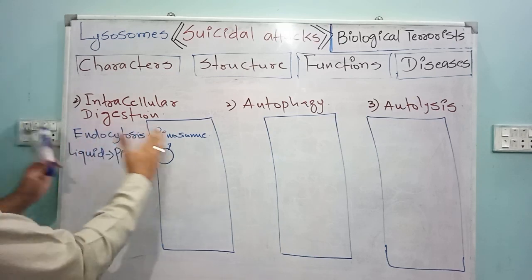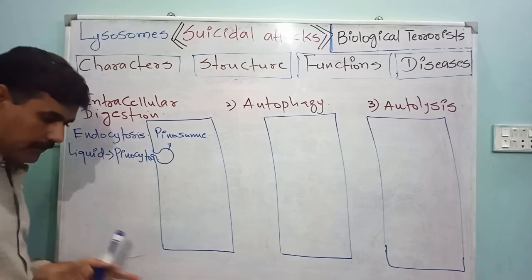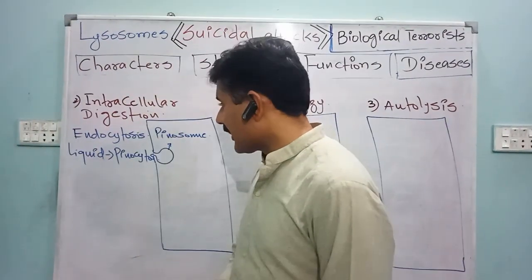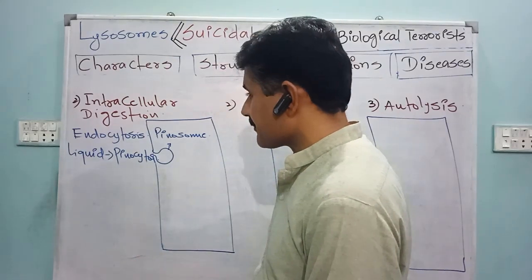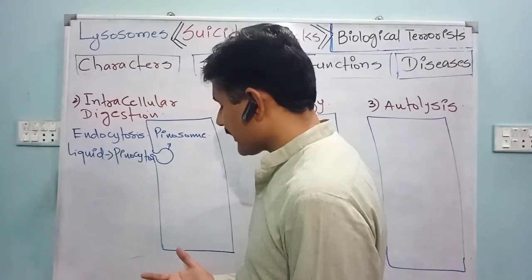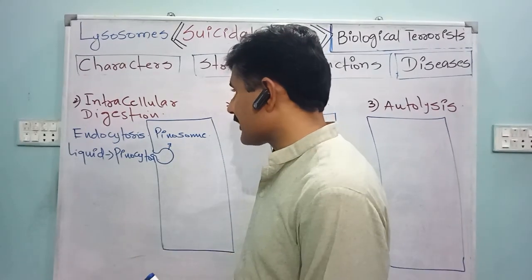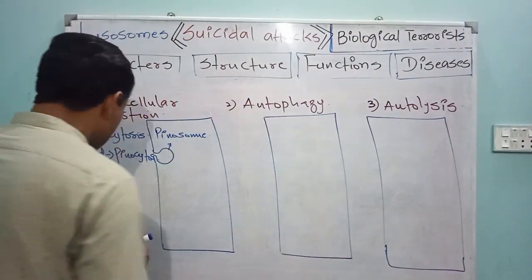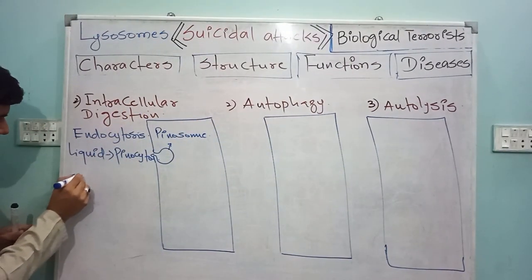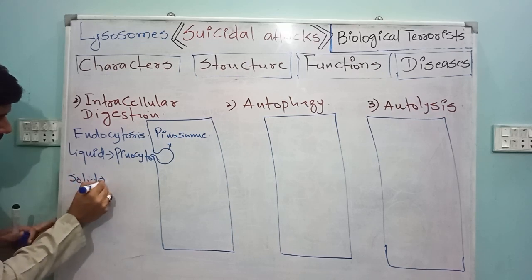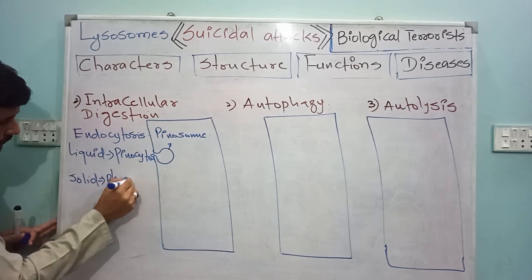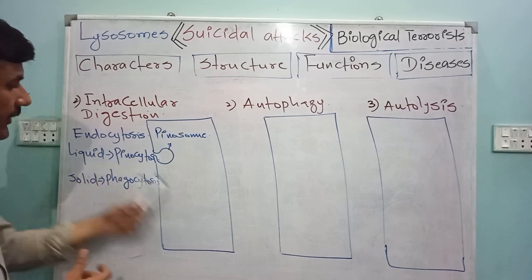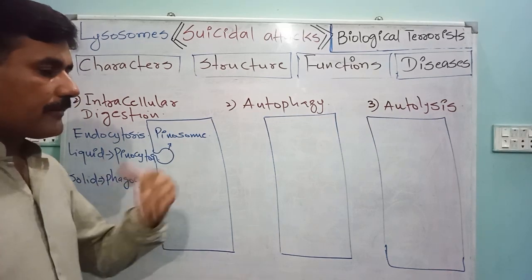Food isn't only entering in the form of a liquid. Food enters in the form of solid as well, sometimes cells, sometimes bacteria, and other structures. The solid particles entering the cytoplasm are also endocytosis. Endocytosis of solids is termed phagocytosis. The process in which something solid enters inside the cell is called phagocytosis.